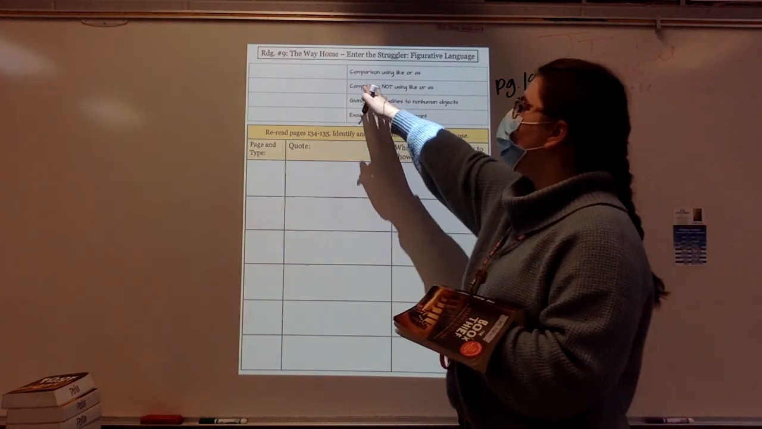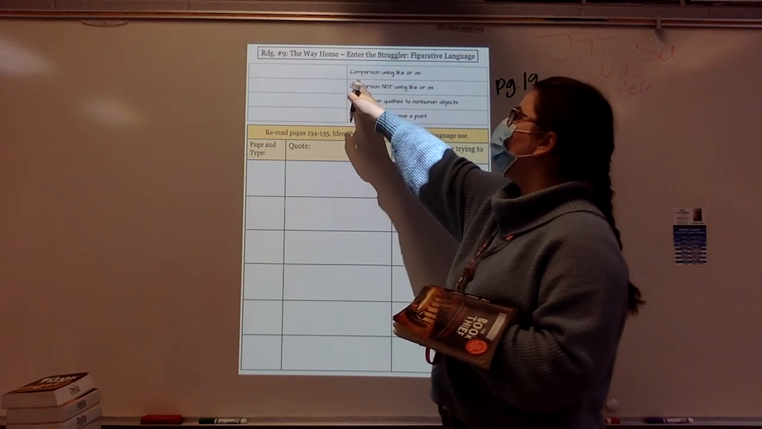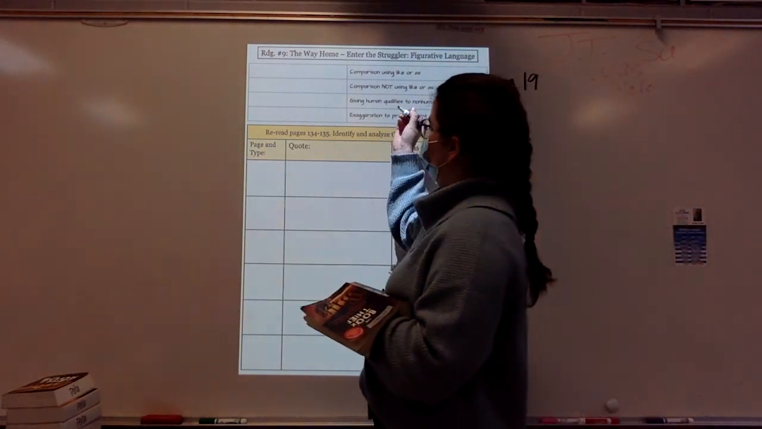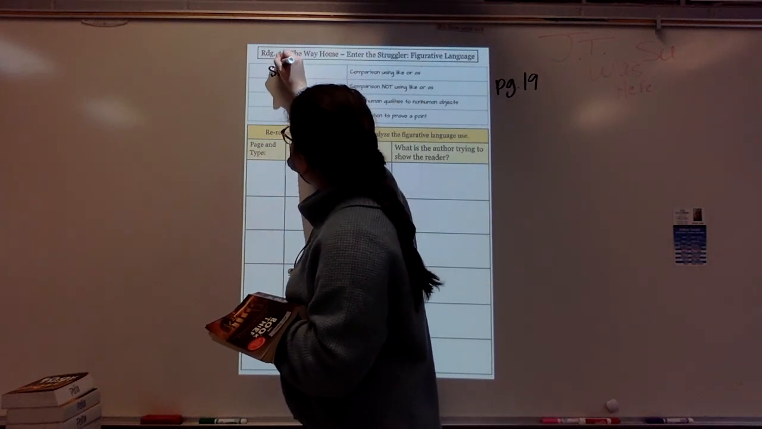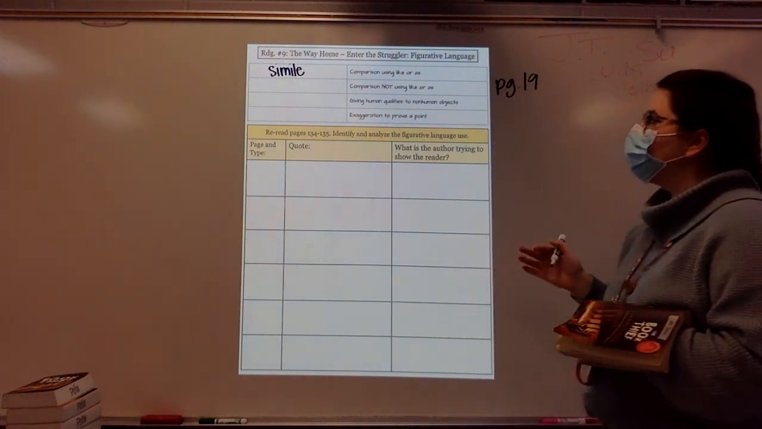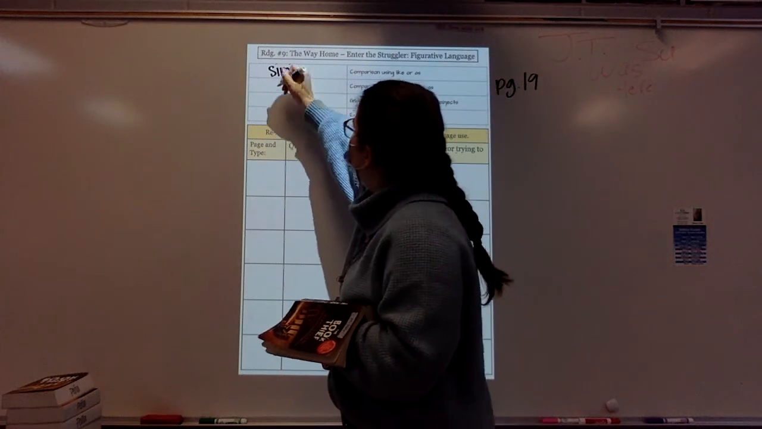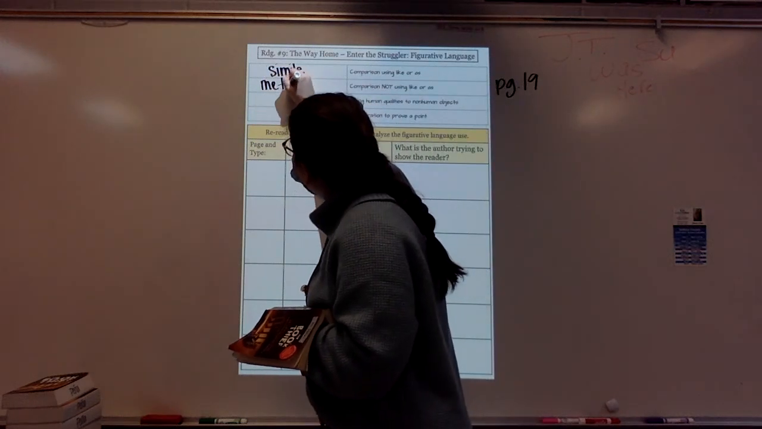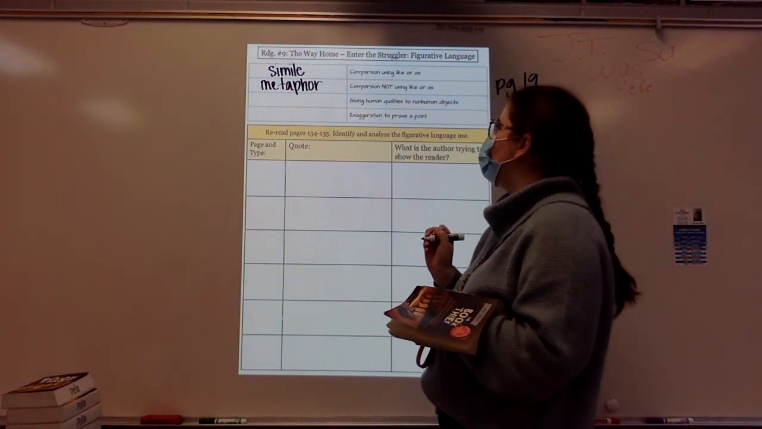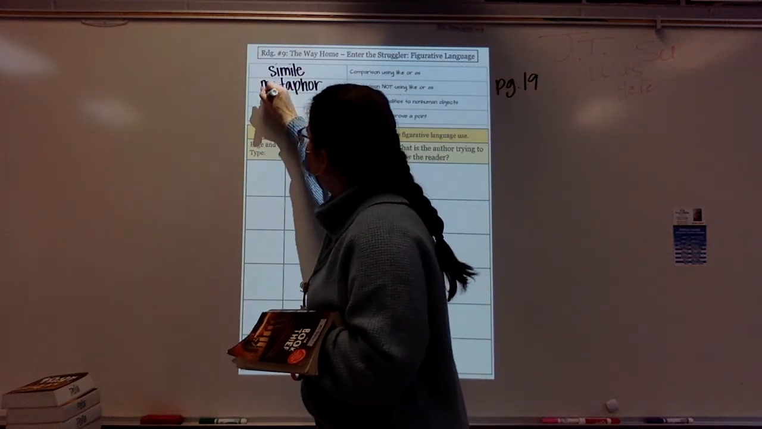Now, we need to fill in these definitions before we can look at the examples. So who can tell me, what is a comparison using like or as? Good, a simile. So we're just going to fill that in. And then a comparison not using like or as. What's good, Cody? Thank you. So we got a metaphor. And then the third one, giving human qualities to non-human objects. Personification. Okay.